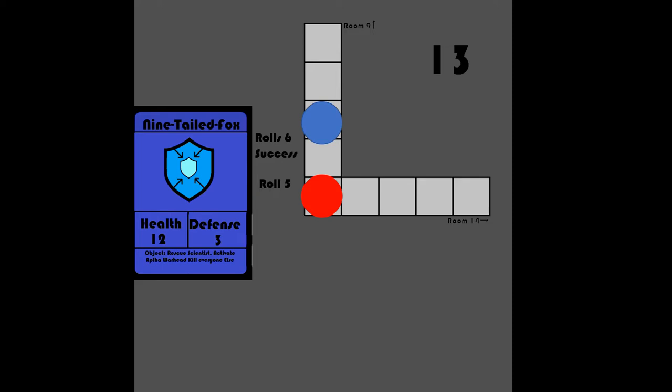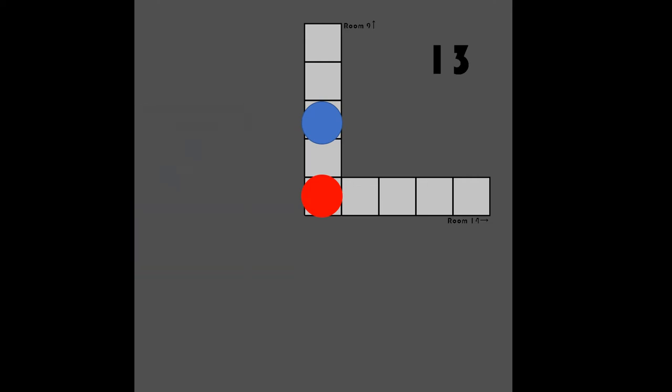It is to note that this is not because a 6 is higher than the 5. If the Nine-Tailed Fox were to roll a 3 or a 4, they would still have defended. The only way the Nine-Tailed Fox can take damage is if they roll a 1 or a 2. On the Nine-Tailed Fox's turn, they choose to run away from the SCP.